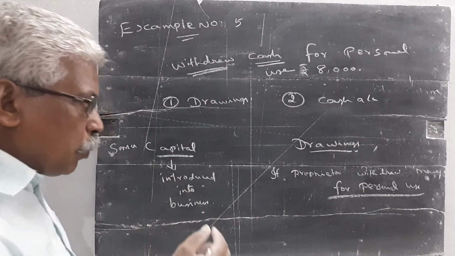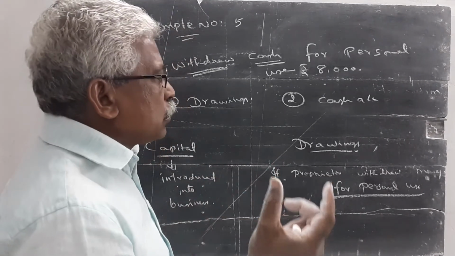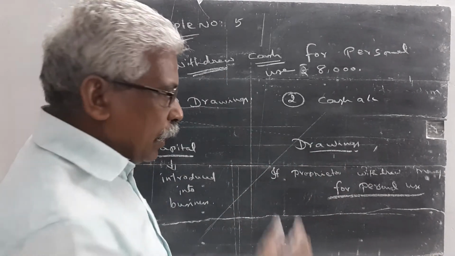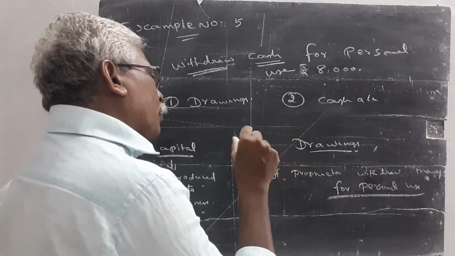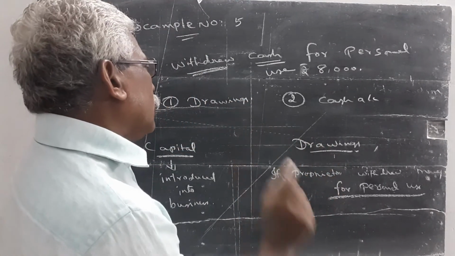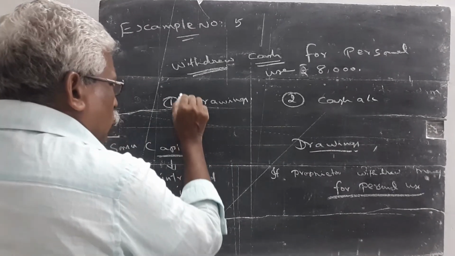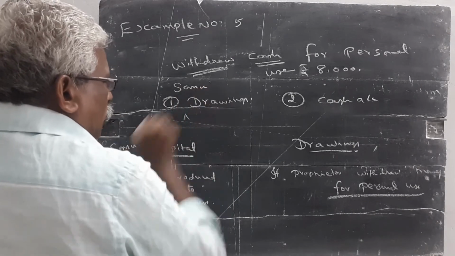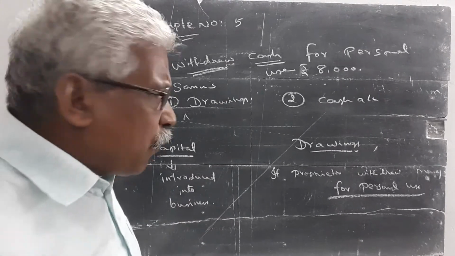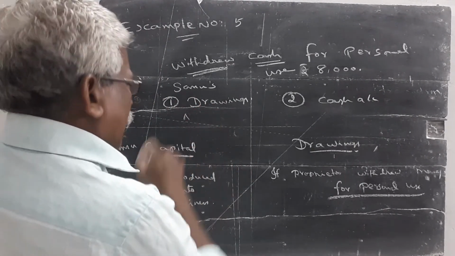If he withdrew money for office use, sometimes he deposited an amount into the bank and the amount is withdrawn from the bank for office use, it is not considered as drawing. Any amount withdrawn by the proprietor for personal use is considered as drawing. So, for your identification, here you write Somu's drawing account. Somu is the proprietor, so only drawing account is enough.